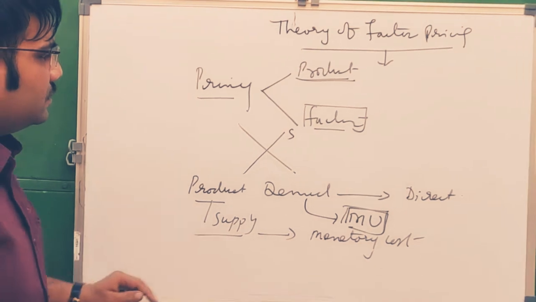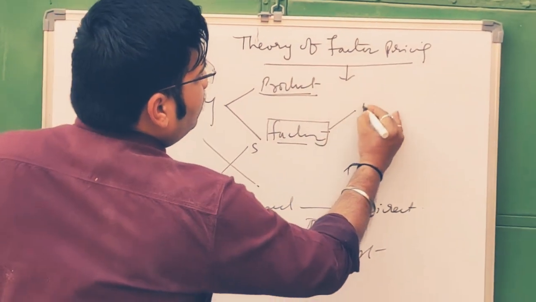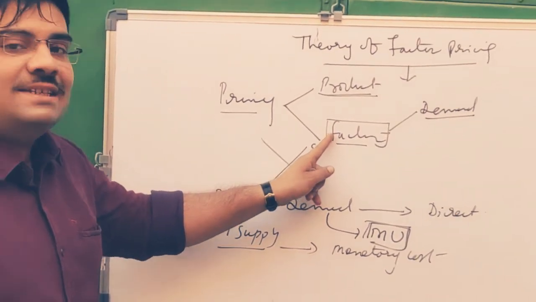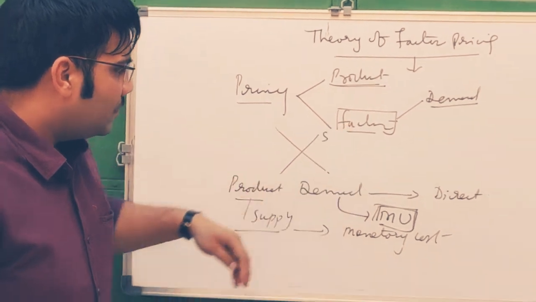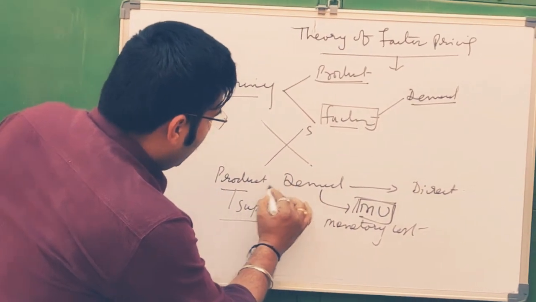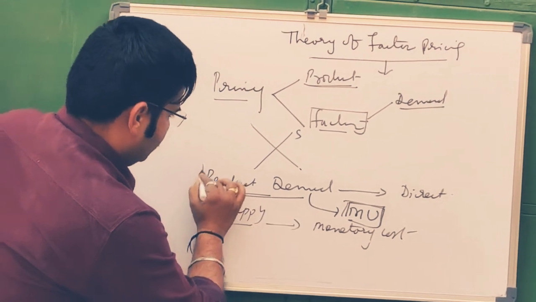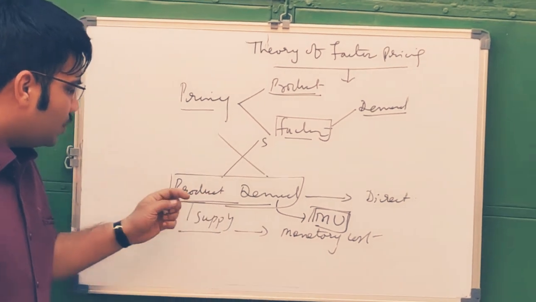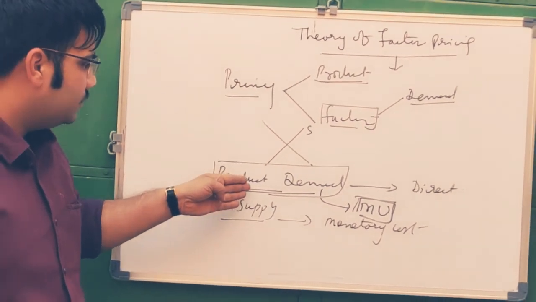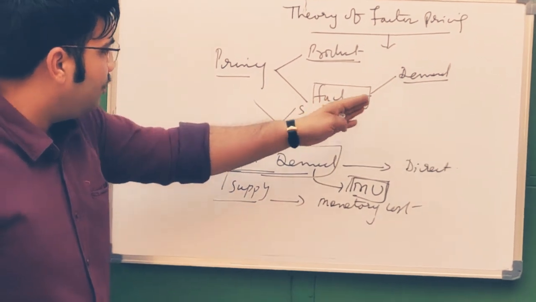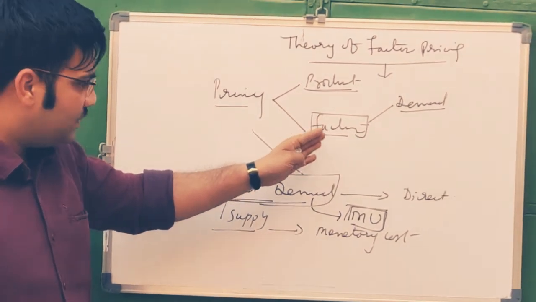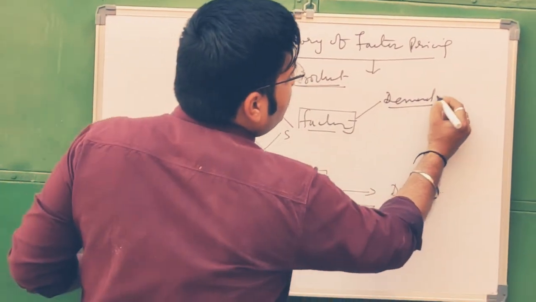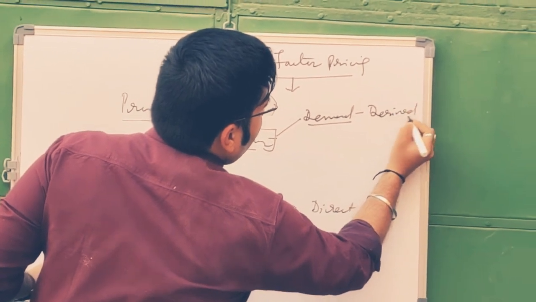Whereas on the contrary, the demand for the factor is not direct demand, but derived demand, which emerges from the demand for the product. When someone demands the product, to fulfill this demand the factors of production, which are responsible for producing this product, are demanded. So factor demand is derived demand.